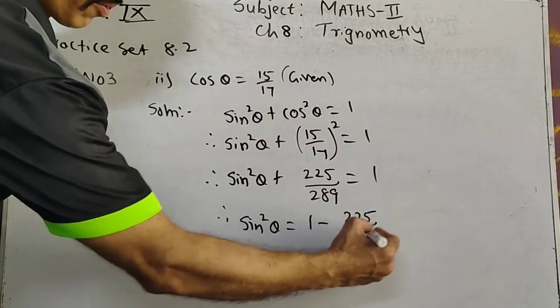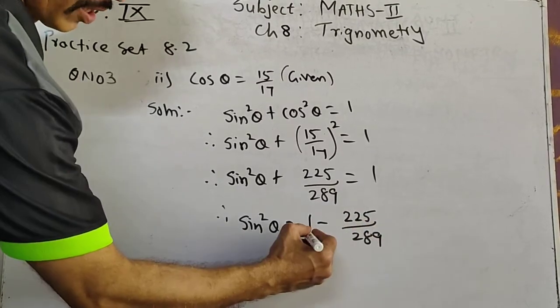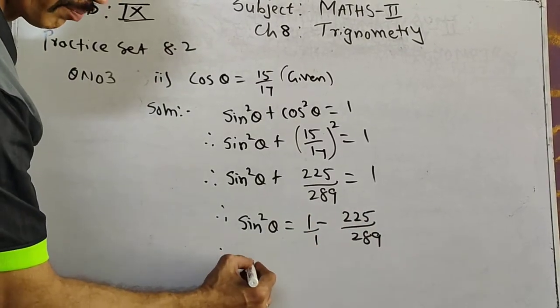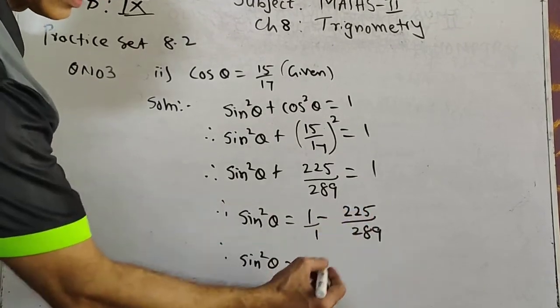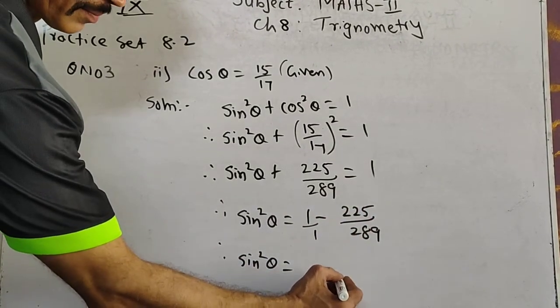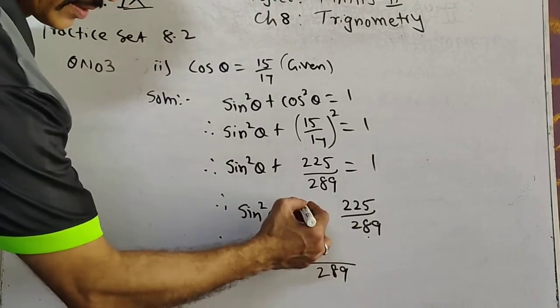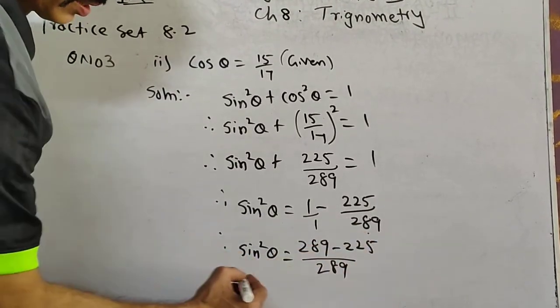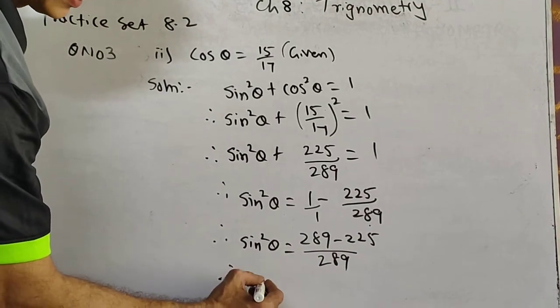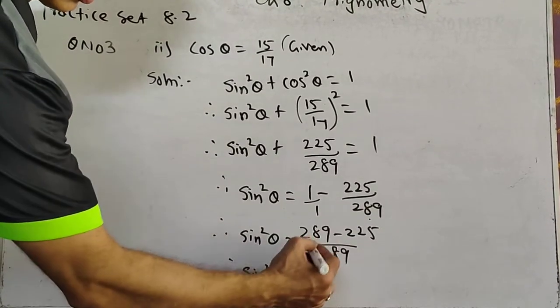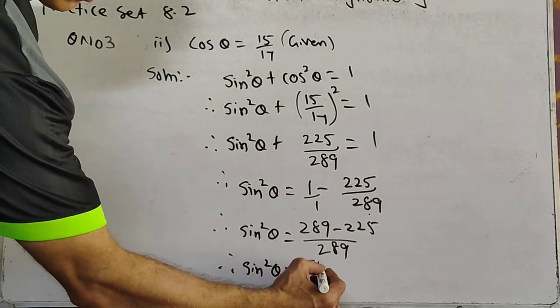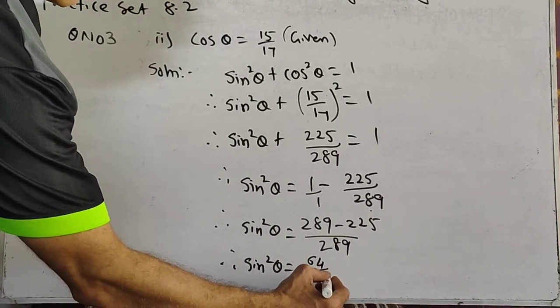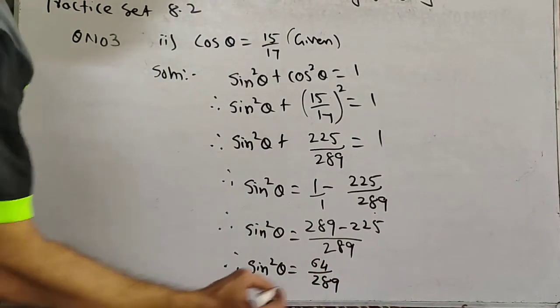225 upon 289. Now you have to equalize. See, very easy, simple it is. To equalize also very simple. 289 ones are 289, minus 225. So you will get sin square theta is equal to 289 minus 225 is 64, so 64 upon 289.